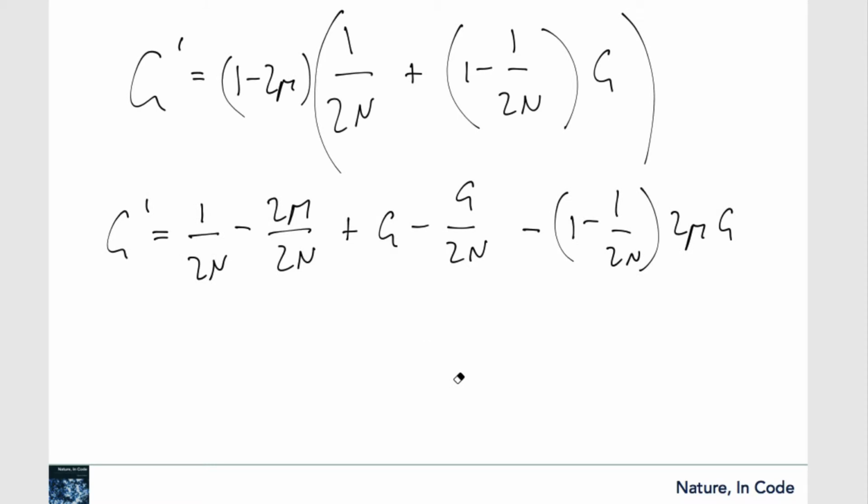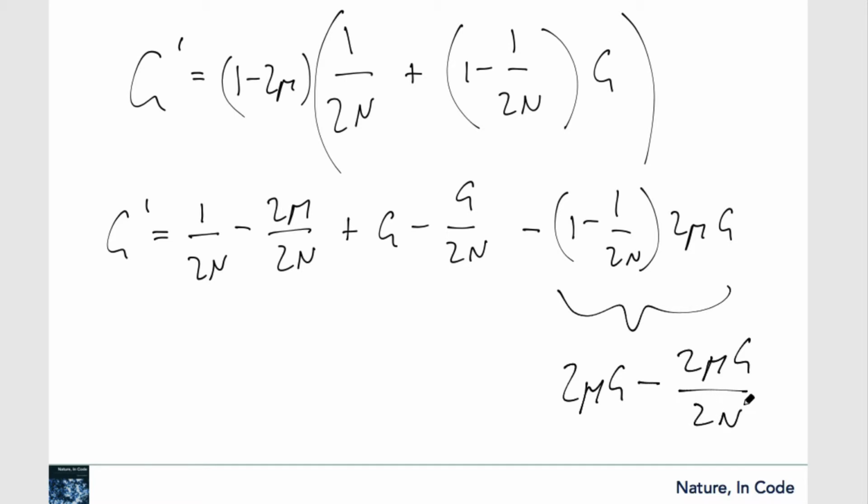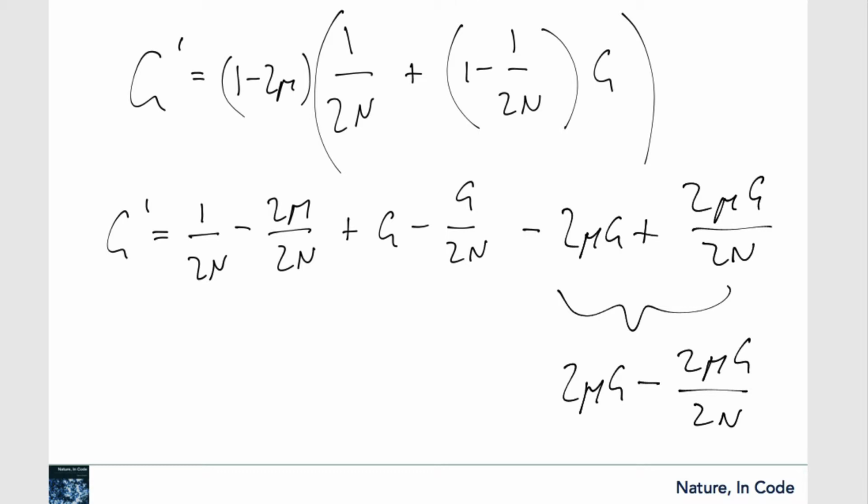And the same logic applies here. I'm going to multiply this out. So this is 1 times 2 mu g, so this would be 2 mu g minus 2 mu g over 2n. And so I'm going to replace this term, and notice the minus symbol here. So I will get rid of this and replace this. Okay, so minus 2 mu g, but because we have a minus here, it's going to be plus 2 mu g over 2n. Okay, so we're done replacing this. All right, so this is now fully expanded.